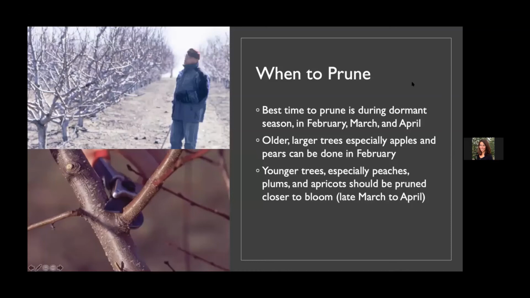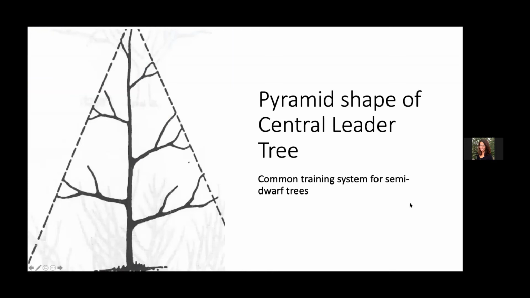Okay, so when to prune. The best time to prune is in the dormant season, in February, March, or April. Older trees can tolerate pruning, particularly apples in the cooler months, but your younger trees, especially peaches, plums, and apricots that are more cold sensitive, should be pruned a little bit later in the dormant season, in March and April.